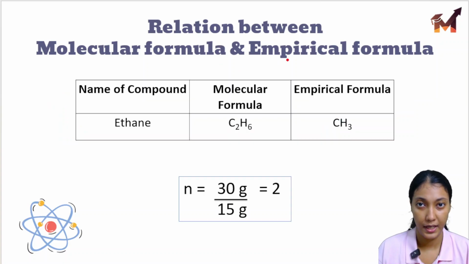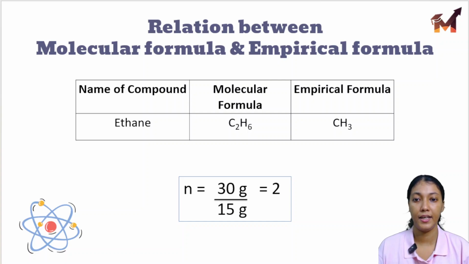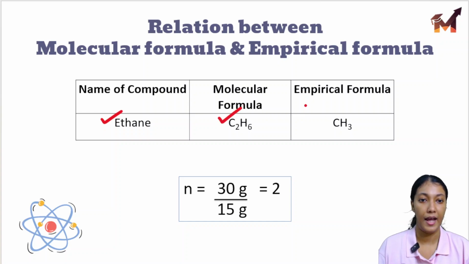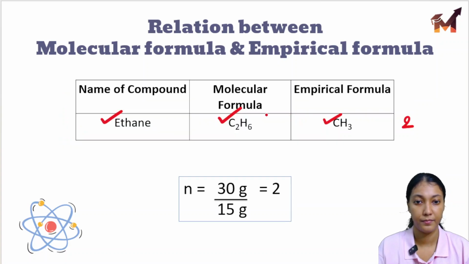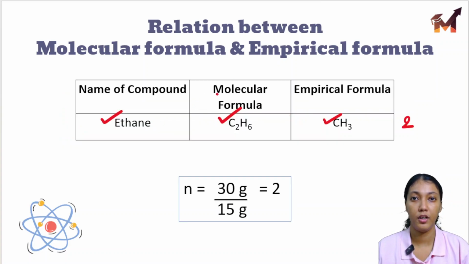Let us see a very simple example. I have taken a compound which is ethane. So we know the molecular formula, we saw it in the previous slides also, it is C2H6 and the empirical formula is CH3. These are very simple formulas, so we can understand that the common ratio will be 2. But if you want to solve it using this relation, let us see how to do it.